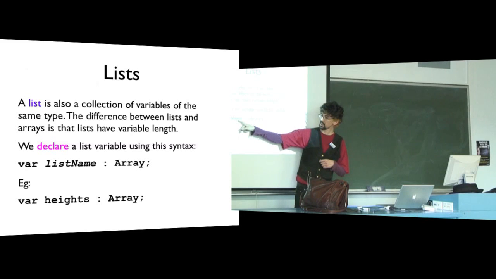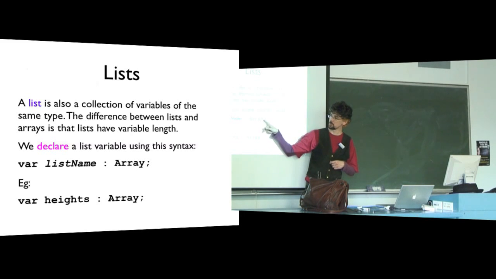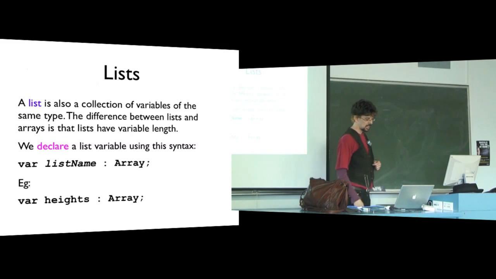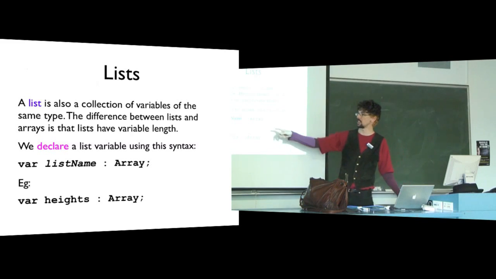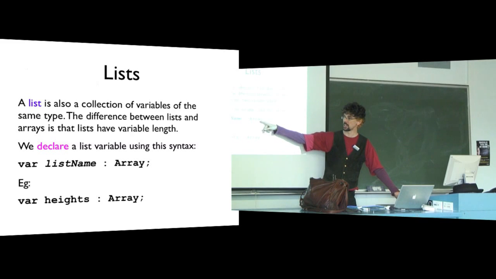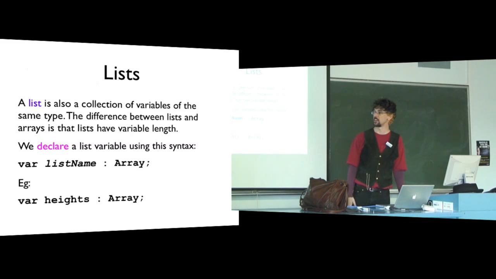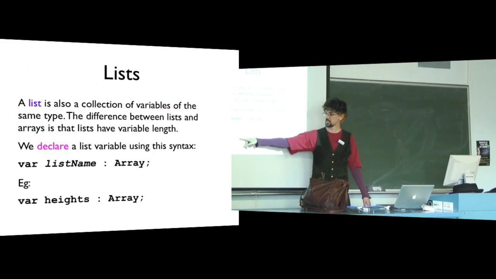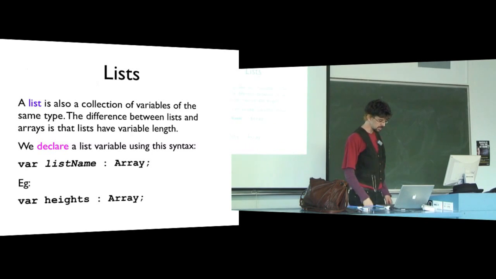Lists are declared like you declare an object. In fact, lists are an object. They're an object of type array. And so you declare a list variable saying list colon array. So if you want an array of heights, you just say heights colon array.